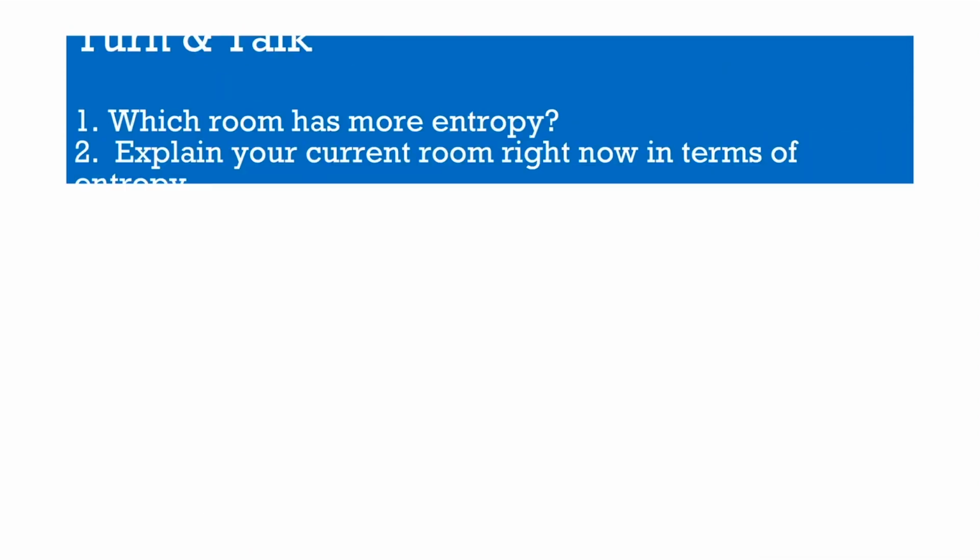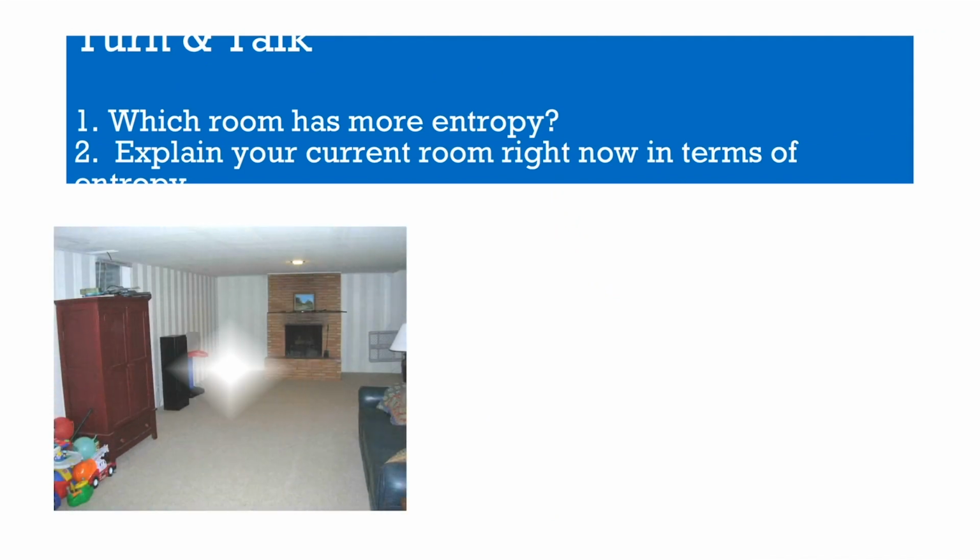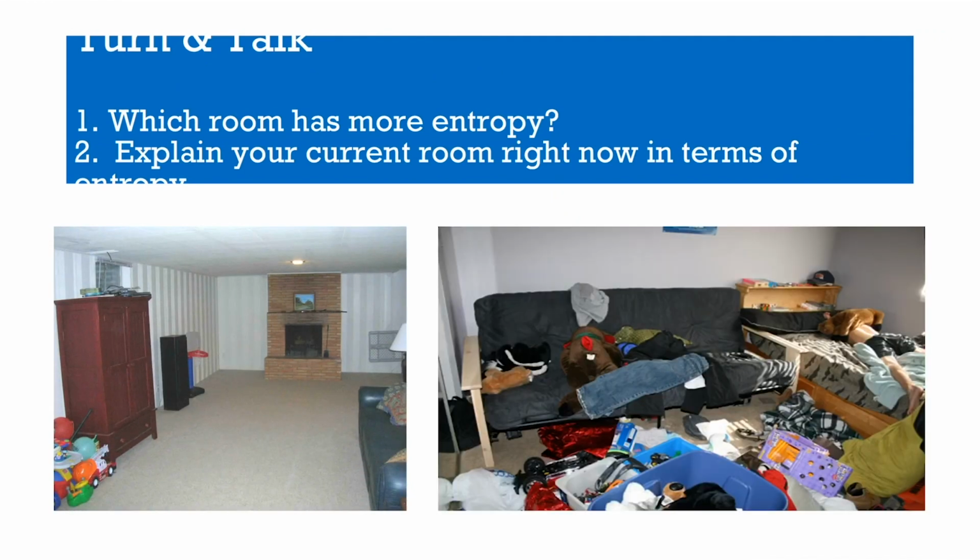Okay, so if we look at the examples with the rooms, the room on the left, we're going to write that as A, is a very clean basement living room type place. And B looks like everyone's going through a spring cleaning phase. So which one do you think would have more entropy? The clean room or the spring cleaning room?